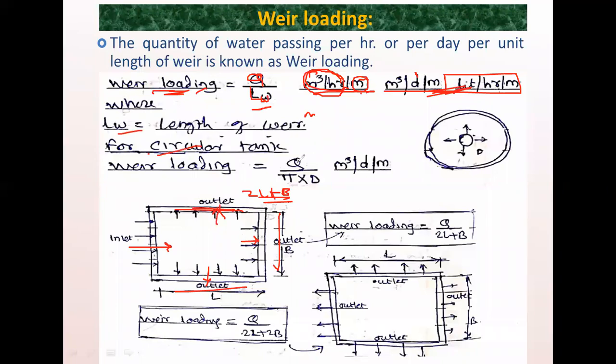For a circular tank, I have told you the circumference of the circle will be the length of the weir. So pi into d will be the length of the weir in case of a circular sedimentation tank. Now here there are three outlets. So the length of weir will be this plus this plus this. So what is the formula for weir loading? Here you can see weir loading will be equal to discharge divided by 2L plus B. Why 2L? Because this is one length plus this length plus this B. Okay.